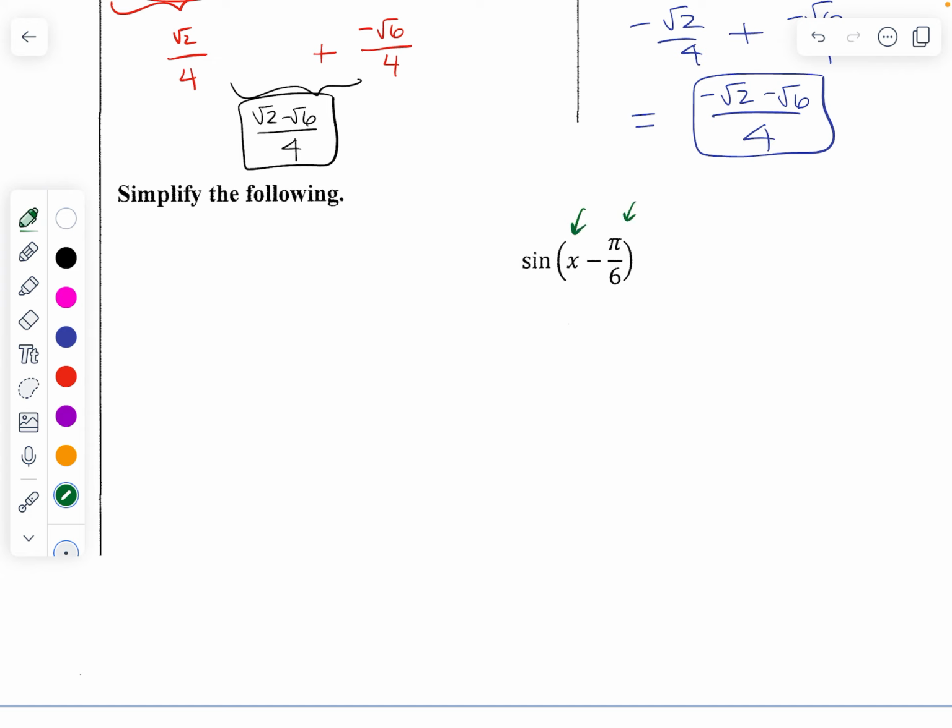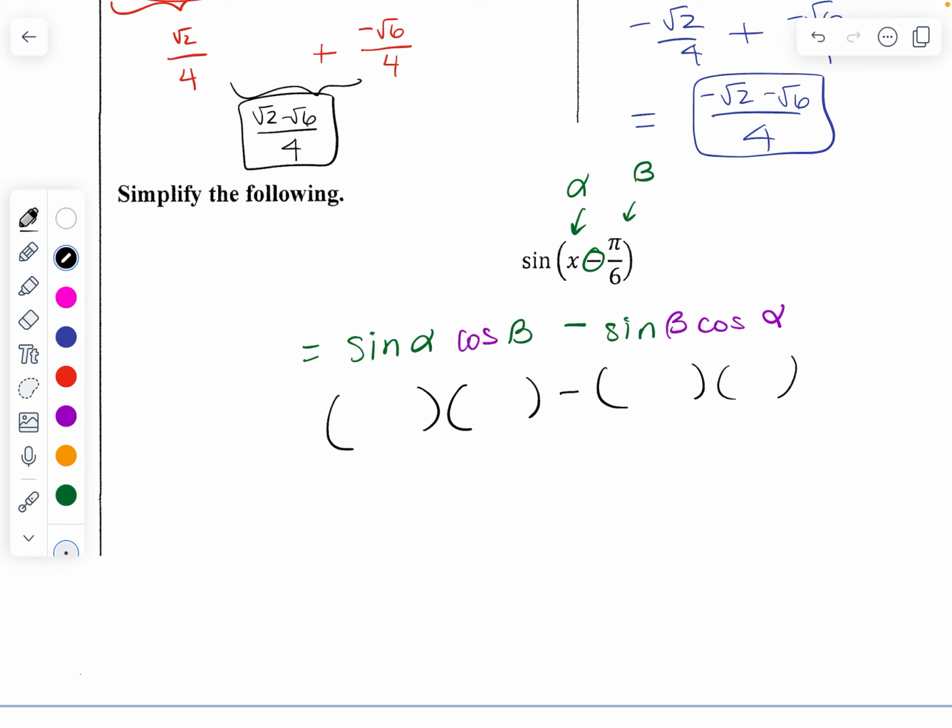Remember, these are two different thetas, two different angles. We'll call this alpha and beta. This is the subtraction. So we're finding the difference of sine. Remember, difference of sine is sine alpha times the cosine of beta minus, same sign, sine, oops, I messed it up already. This is cosine. And then sine beta times the cosine of alpha. Okay, so same sign, but remember sine and cosine are mixed up.